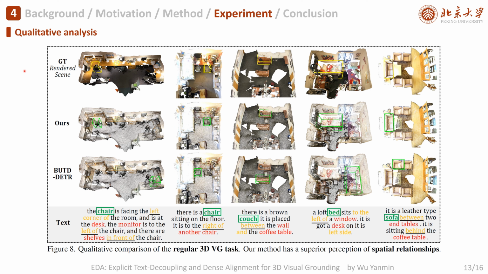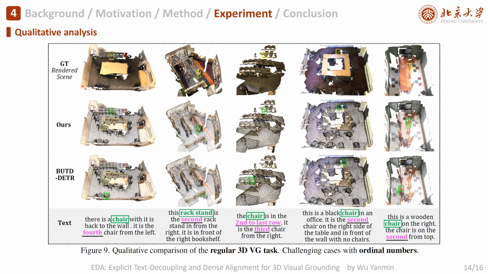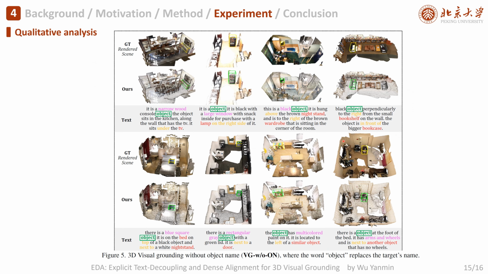These particular examples showcase our model's strong comprehension of spatial relationships. Surprisingly, our method even accurately understands ordinal numbers. Lastly, we provide results of our method in the novel setting of not mentioning object names.